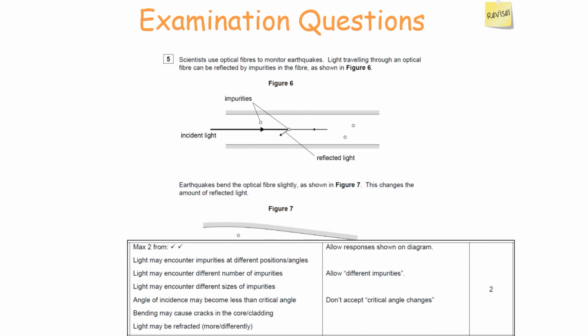Bending might cause the cladding to crack, which would mean that you won't get all the total internal reflection because some light would seep out of the core because of this, and then you might say that the light may be refracted more than it was before, because you need total internal reflection to actually go through your fibre optic cable.